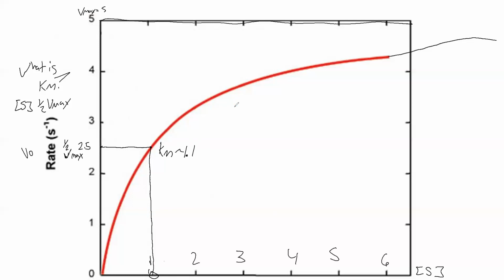So that's how, for those two problems, based on a data table or based on a graph, we can figure out Km for an enzyme. As long as we have substrate on the X and velocity on the Y, it should be no problem. Any questions about that?